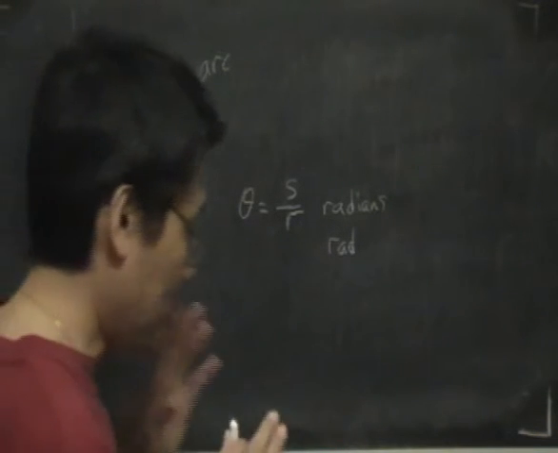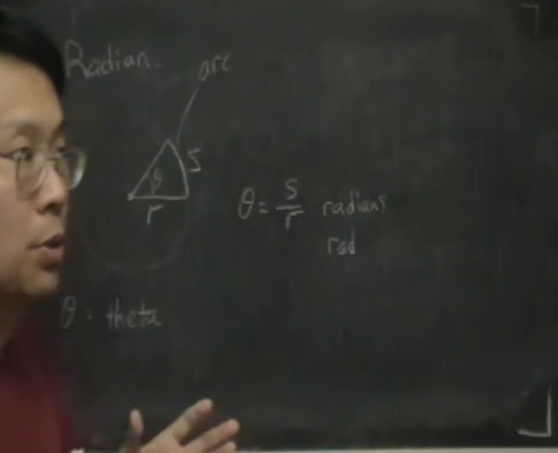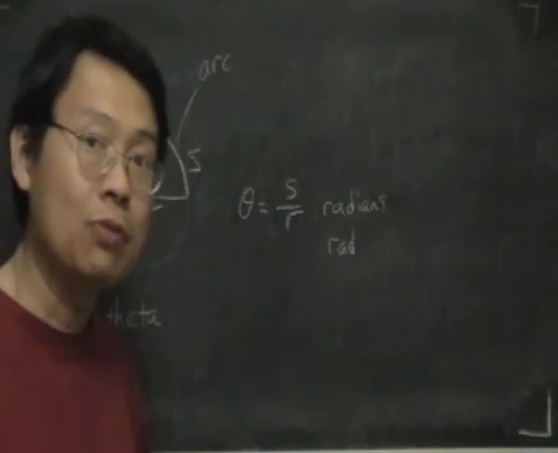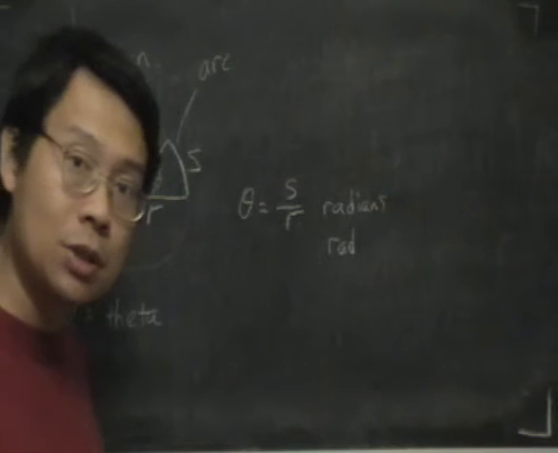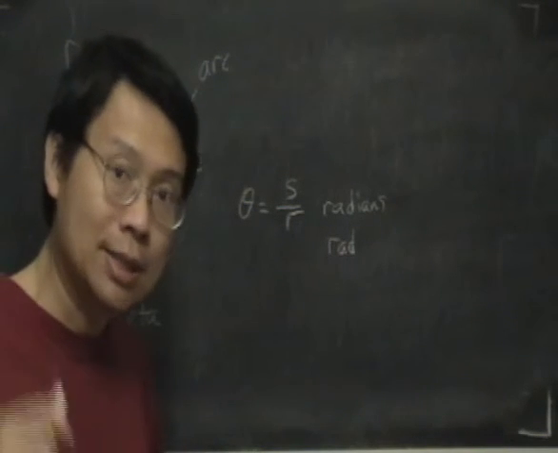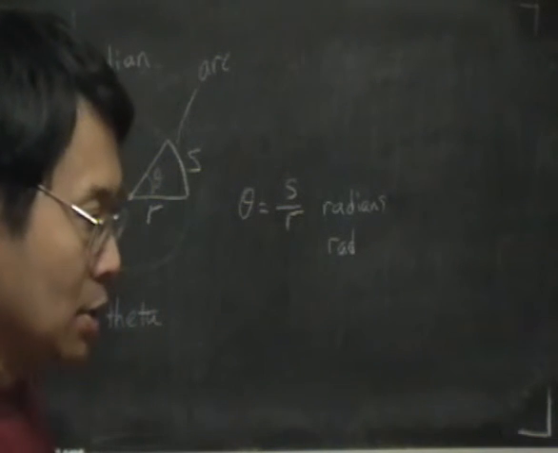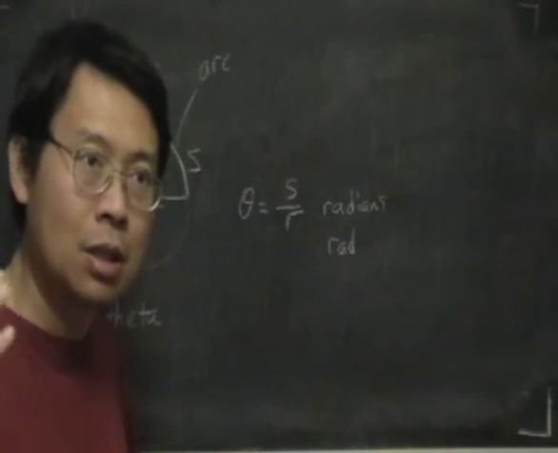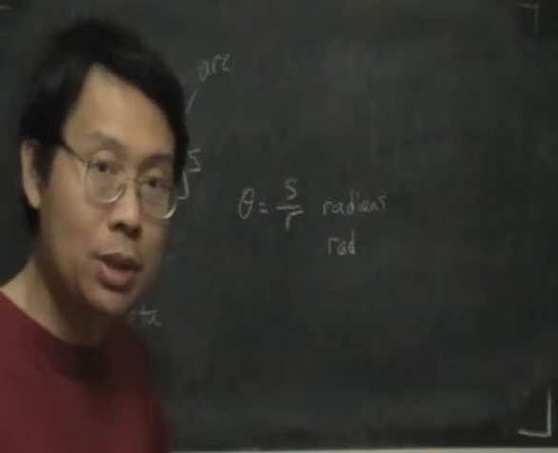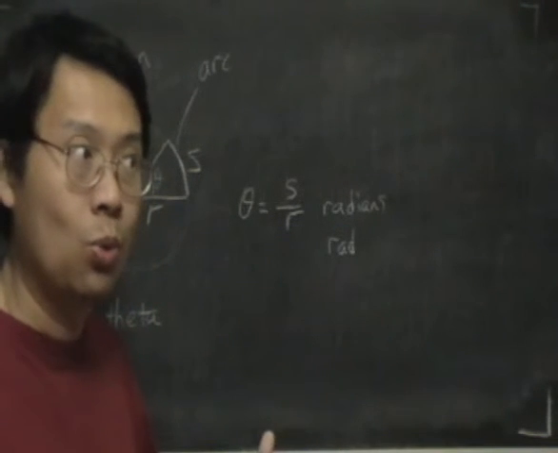Okay, one simple example would be to look at the angle for one revolution. Now we know that one revolution is 360 degrees. So what is one revolution in radians? How many radians is one revolution?